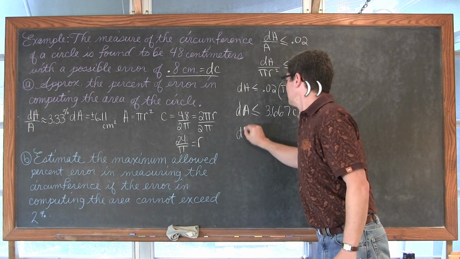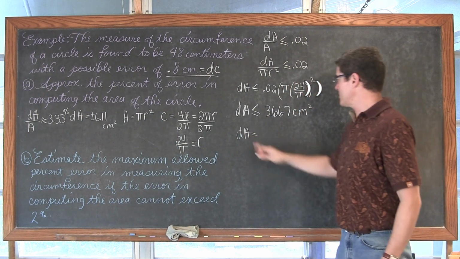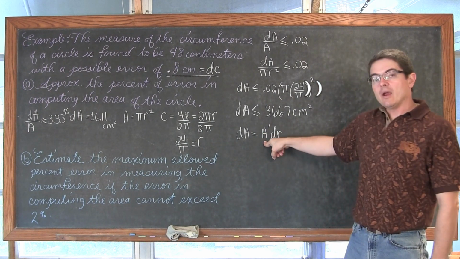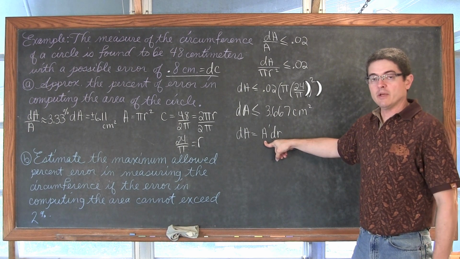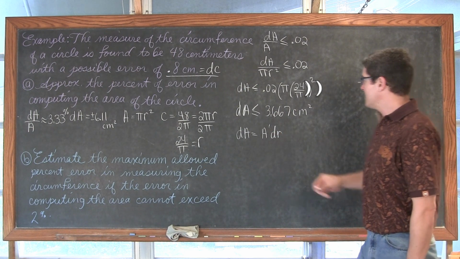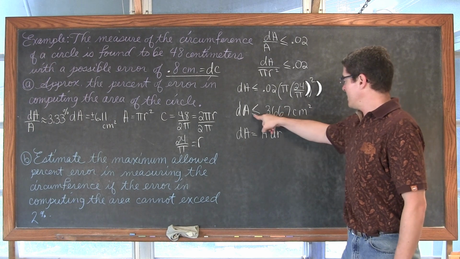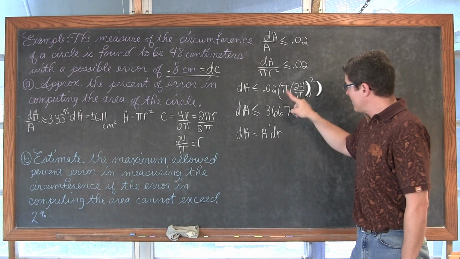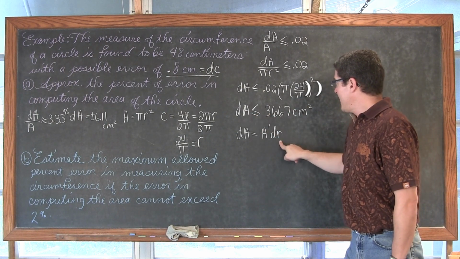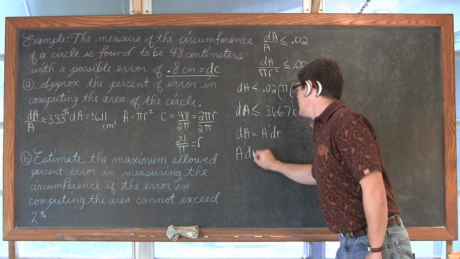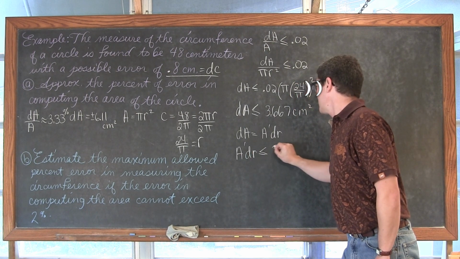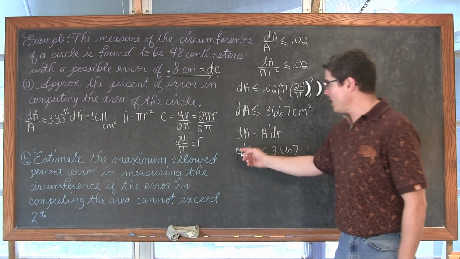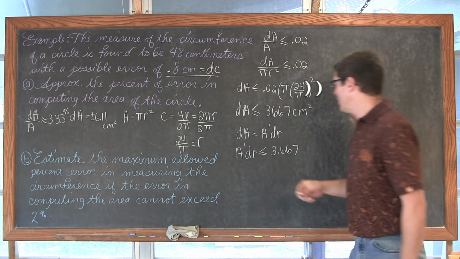Well, the formula for dA, the differential of area, is equal to A prime, and area is, again, pi r squared. The independent variable is r, so it's going to be dr. And dA, we know now, needs to be less than or equal to 3.667 square centimeters. So this is going to go in its place, and A prime dr needs to remain less than or equal to 3.667, and since area is pi r squared, A prime is going to be 2 pi r.